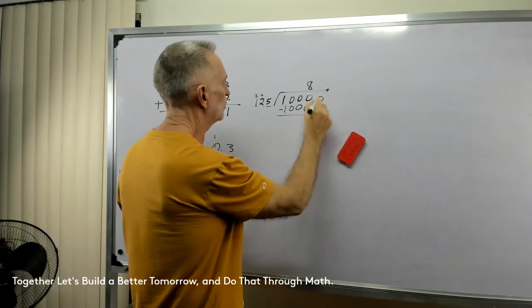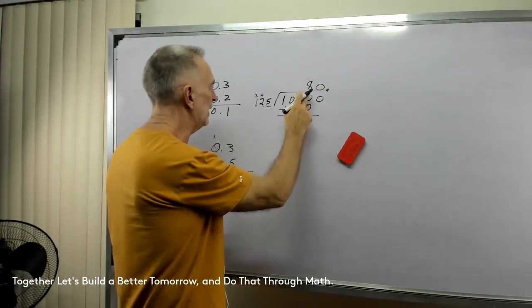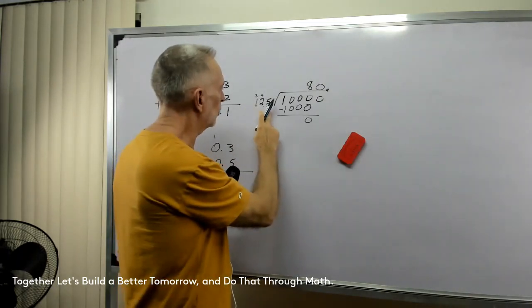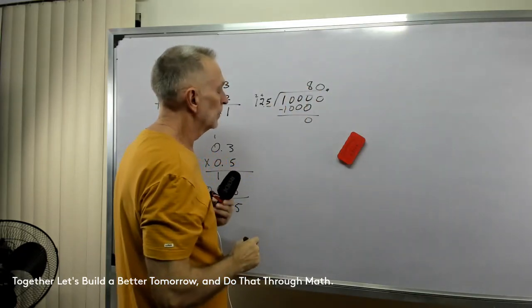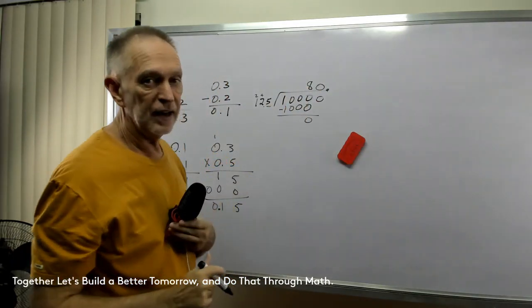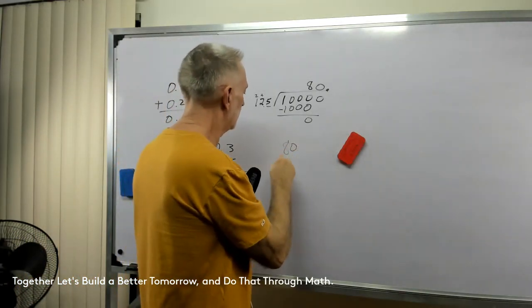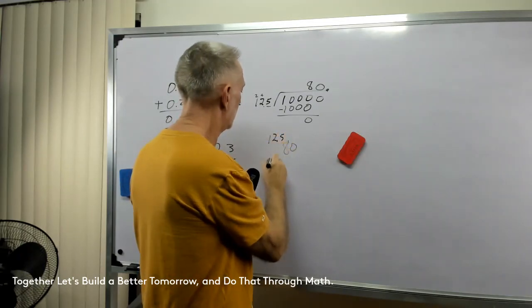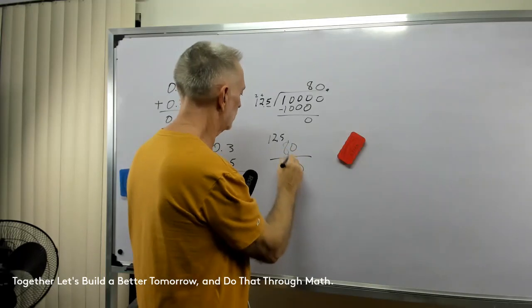Oh, but I have that 0 left. Take it up. So 80 times 125 gives me 10,000. So that is 80 also. 80 times 12.5 should give me 1,000. So bring down the 0.